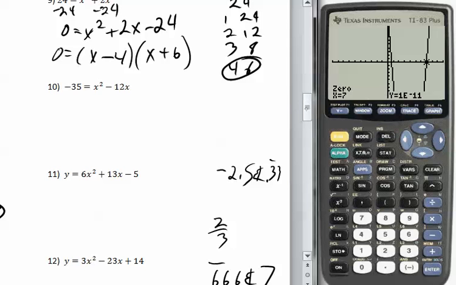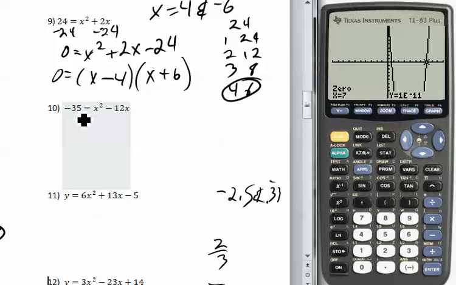Okay? You just solve it for 0. So like on this one, we would have to move this over here. So it would be plus 35 plus 35. We'd get x squared minus 12x plus 35. And then we just plug that into the calculator and find the two zeros, and that would be our solution.